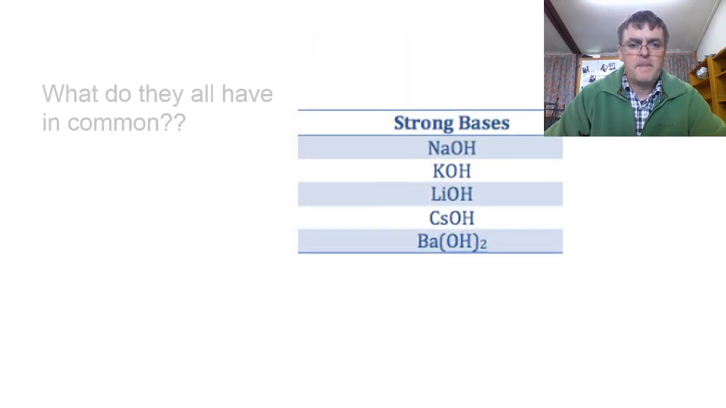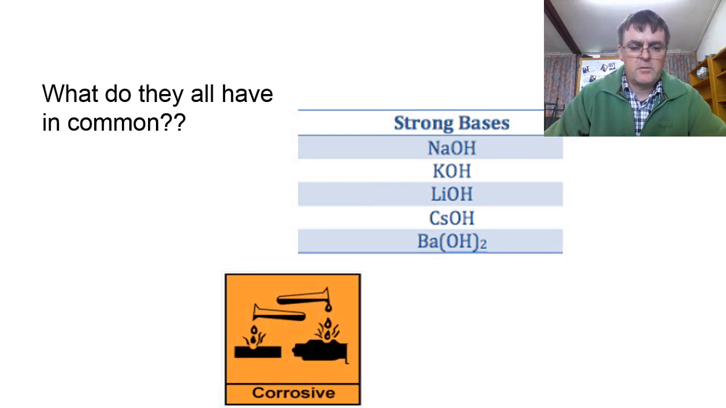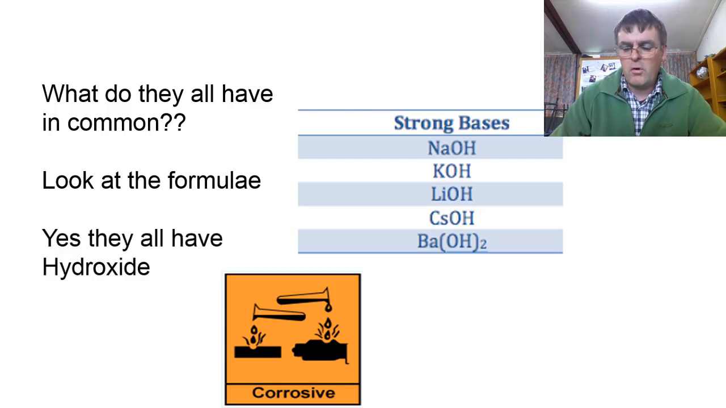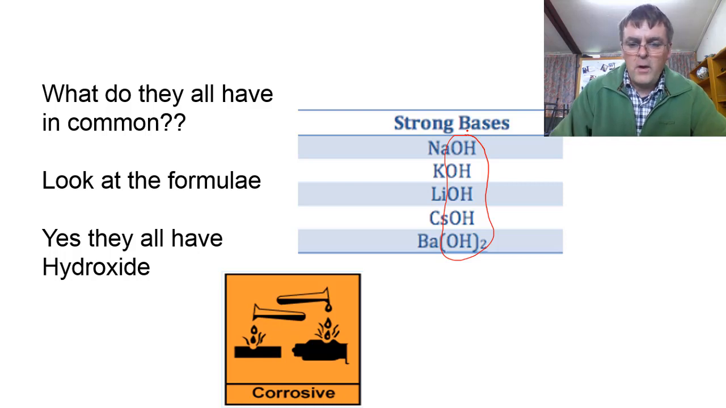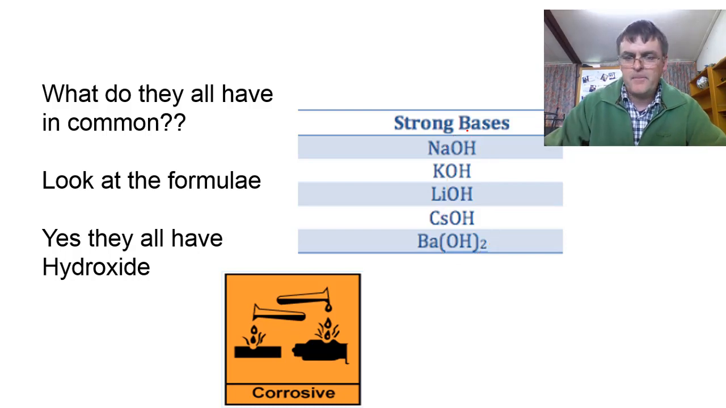So here's some formulas. What have they got in common? Yeah, there's the corrosive thing again. They're all corrosive, but there's something else that they all have in common in those formulas. So look at them closely. What do you see? They've all got hydroxide. You look for this, OH. Okay, that's the hydroxide. They all have that. So keep an eye out for that in the formula of any base, any alkali. There'll be hydroxide in there.